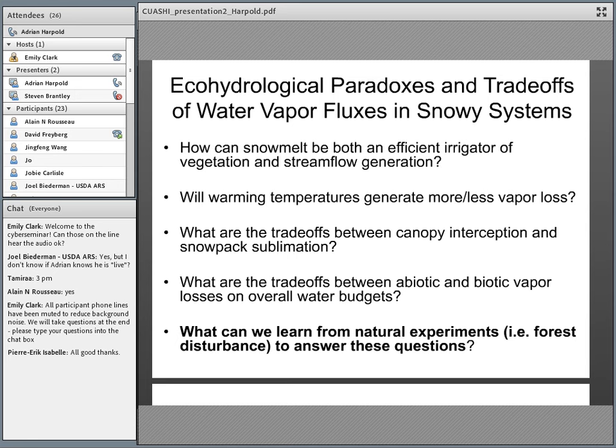So how can snowmelt be both an efficient irrigator of vegetation and efficiently generate stream flow? And will warming temperatures generate more or less vapor loss? What are the trade-offs between canopy interception and subcanopy or snowpack sublimation? And what are the trade-offs between abiotic and biotic vapor losses on larger scale water budgets? And then try to frame some of this around some natural experiments using forest disturbance to try to answer some of these questions.